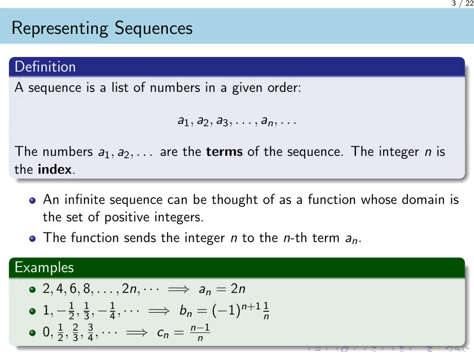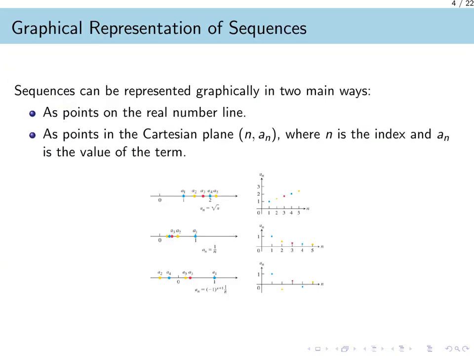on the term's index. To better understand the behavior of a sequence, it is helpful to visualize it graphically. There are two common ways to do this. The first method is to simply plot the terms as points on the real number line. This shows the distribution of the values, but it hides the order in which the terms appear.